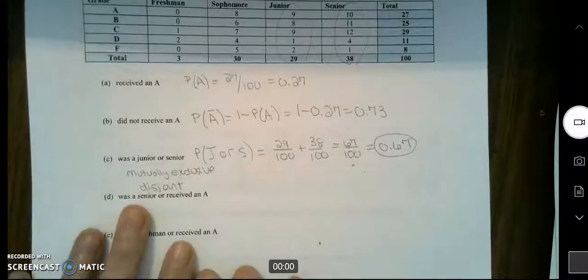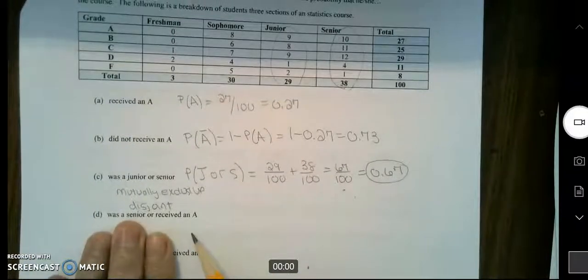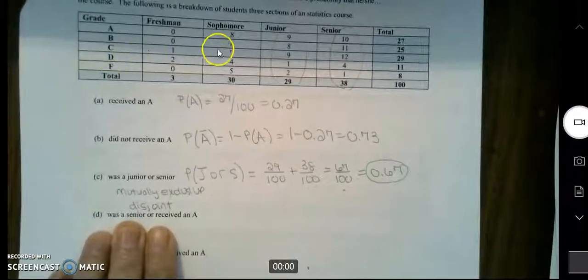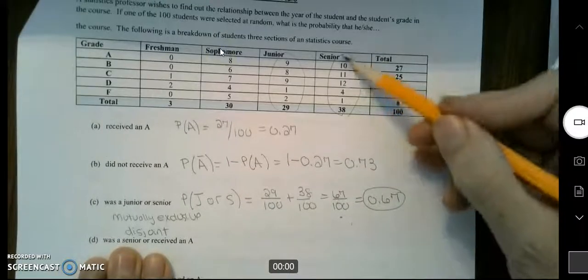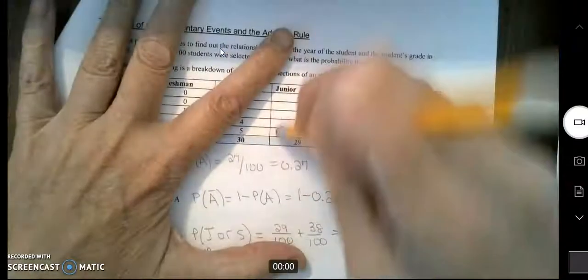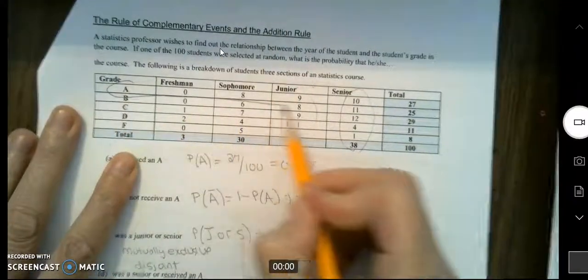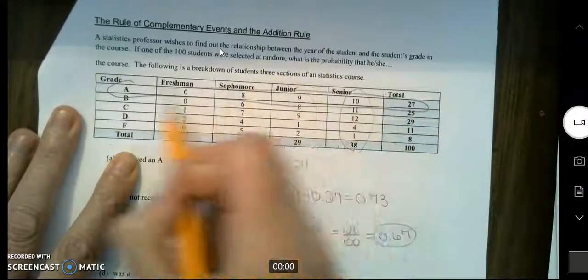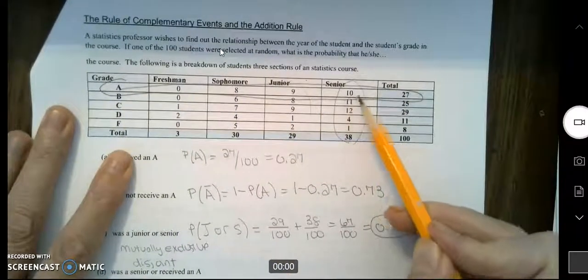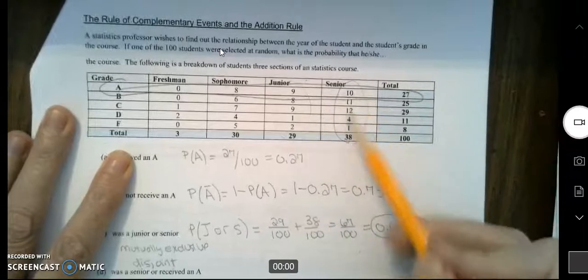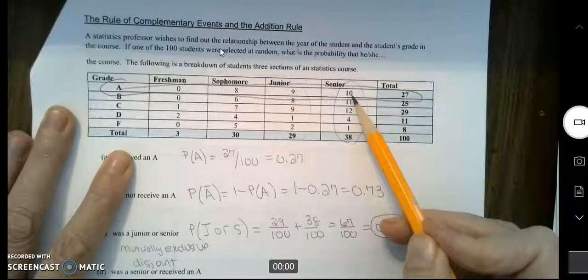Okay, let's look at another example here. This one was a senior or received an A. Okay, so here's the seniors right here. I'm going to erase this. Or they got an A. Now this time there is an overlap. There's a 10 that's in both groups, so we want to make sure we don't count them twice.